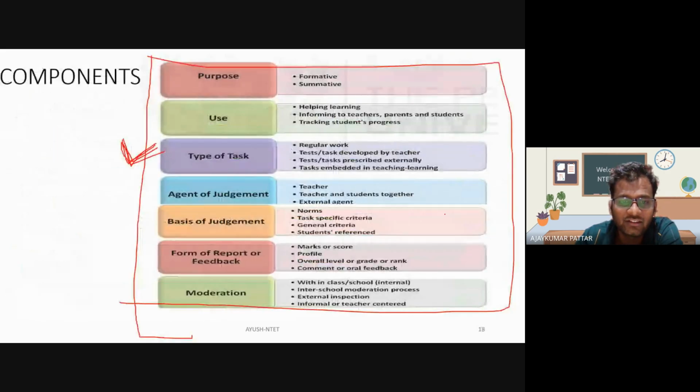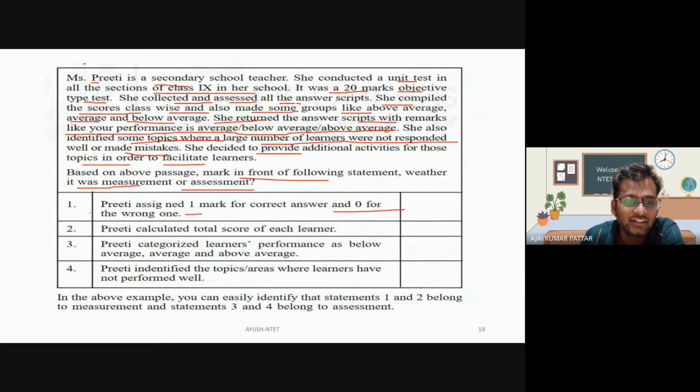Same thing, what this teacher has done: Preeti assigns 1 mark for a correct answer. If the student marks the correct answer, then she will give 1 mark, and 0 for a wrong one. So what is this? Is she assessing or measuring? That is the question.